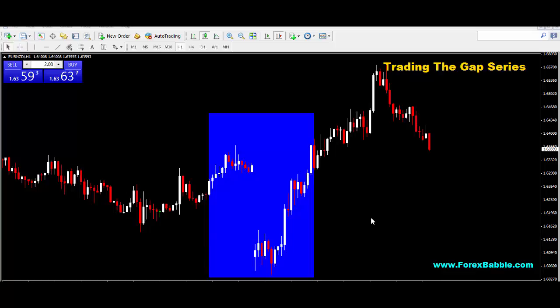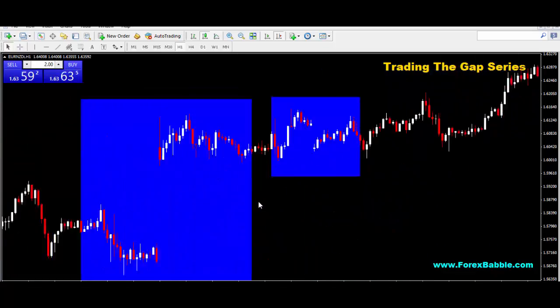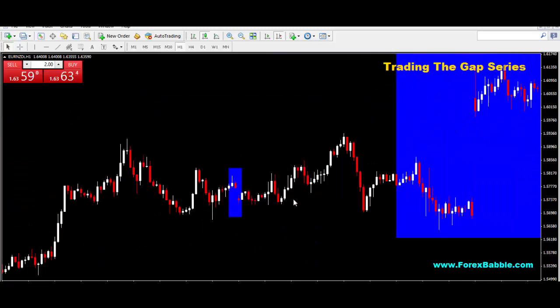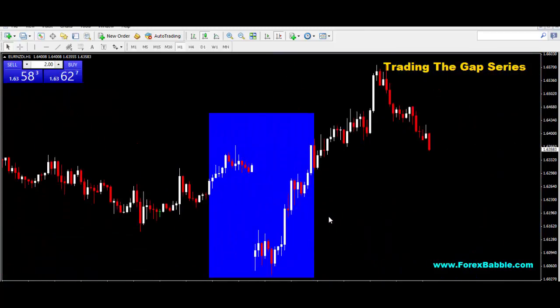So from the previous video, you guys remember I pointed out all the areas highlighted in blue. These are all areas where the gap had taken place. Now I'm going to show you exactly how I trade the gap.